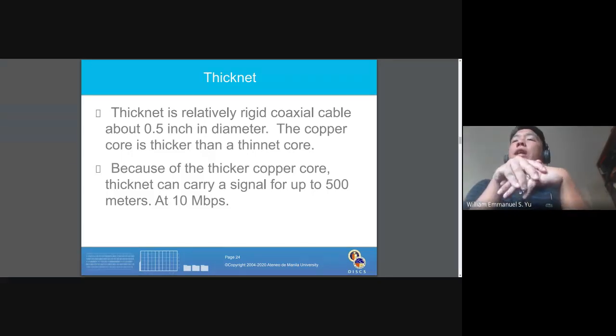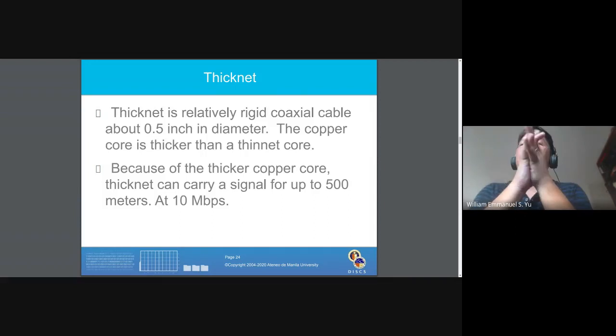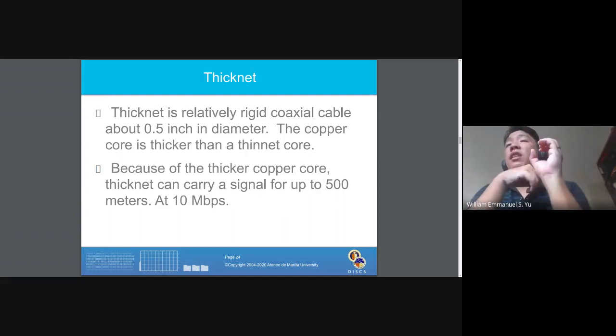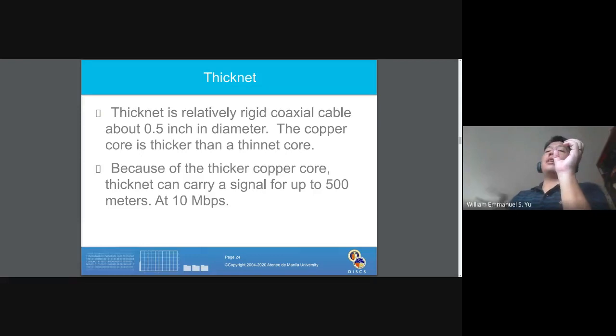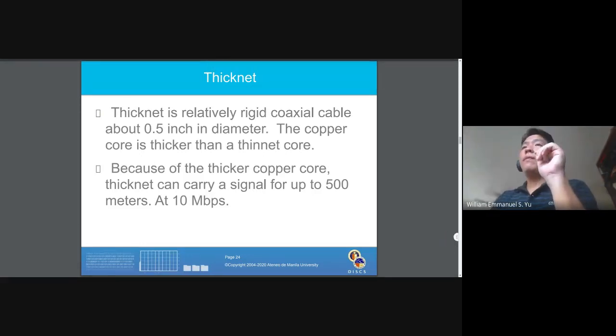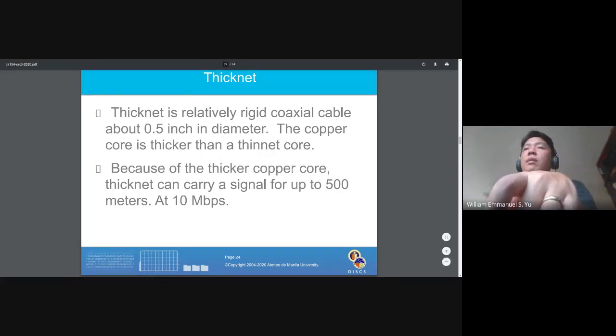While thick net is half an inch in diameter, so it's thicker, twice as thick as thin net, and can carry up to 10 megabits per second. So it makes it equivalent, for example, to UTP category 5, or category 4-ish. But UTP can only carry you up to 100 meters, period. Right? While coaxial cable, being thicker, has a lot more space for the electromagnetic signal to pass. That's why the range is 500 meters. So the range is actually longer for coaxial cable.